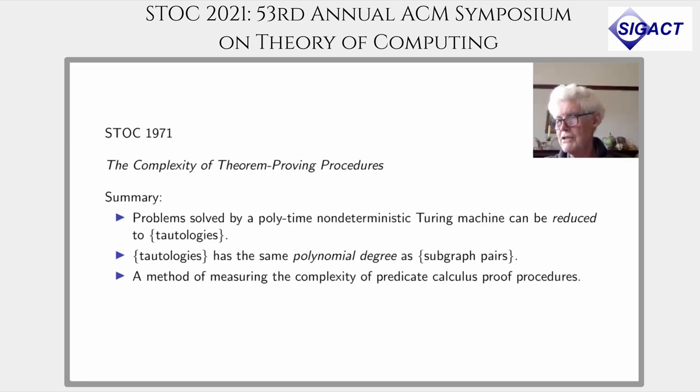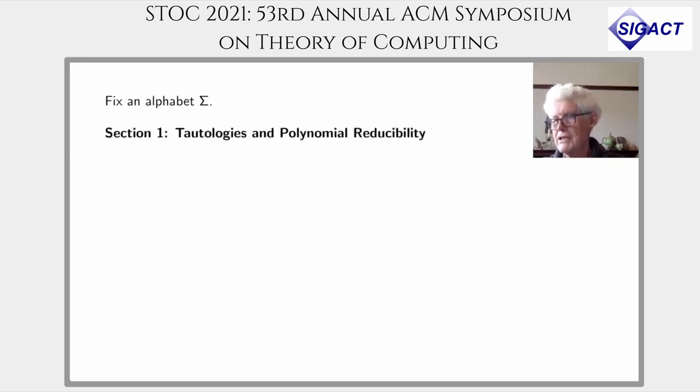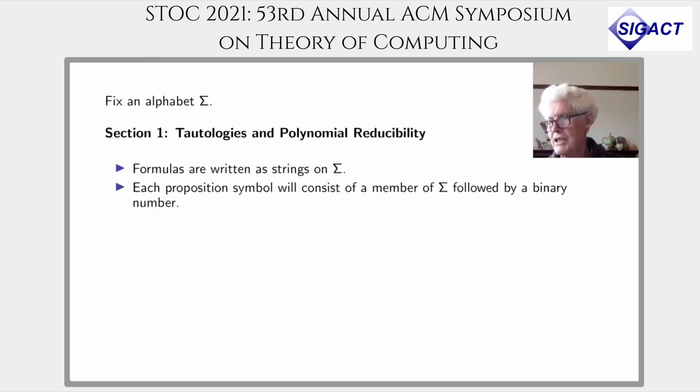Throughout this paper, a set of strings means a set of strings on some fixed large finite alphabet capital sigma. This alphabet is large enough to include symbols for all sets described here. All Turing machines are deterministic recognition devices unless the contrary is explicitly stated. Okay, section one in my paper, tautologies and polynomial reducibility. Let us fix a formalism for the propositional calculus in which formulas are written as strings on capital sigma. Since we will require infinitely many proposition symbols, atoms, that is, each such symbol will consist of a member of capital sigma, followed by a number in binary notation.